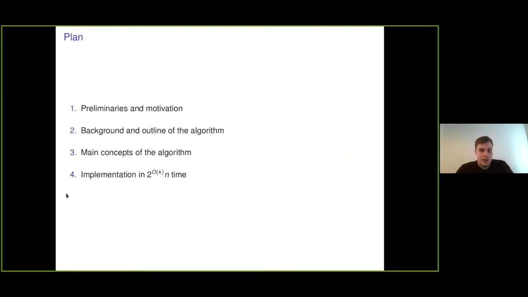Okay, so the plan of this talk: I first talk about some preliminaries and motivation, and then I give some background on some results that this builds upon and the outline of the algorithm, and then I'll try to give a quite detailed description of the algorithm, first focusing on the main graph theoretical concepts without caring too much about the running time, and then discussing how to do this actually so that it's single exponential in k and linear in n.